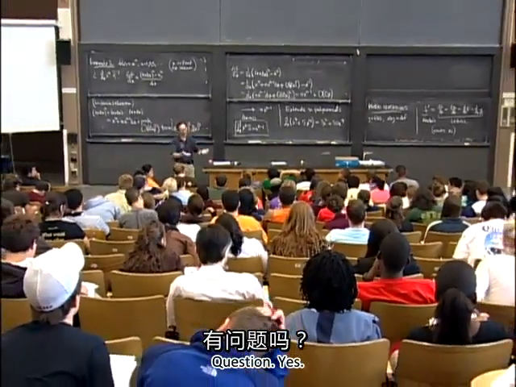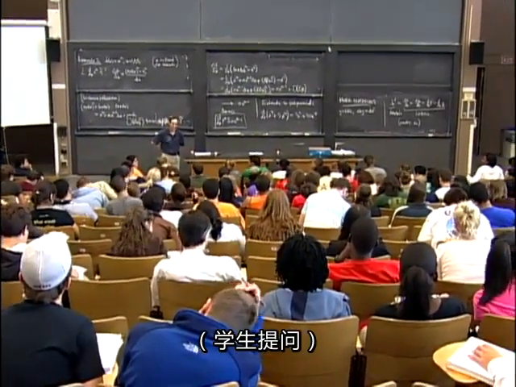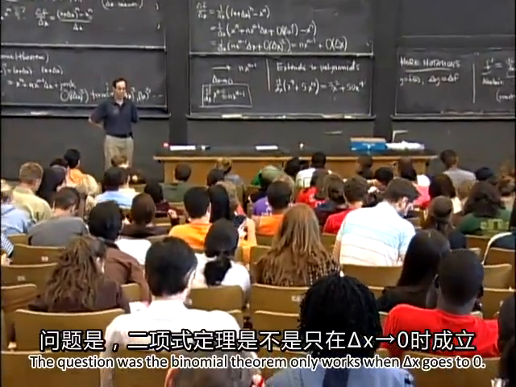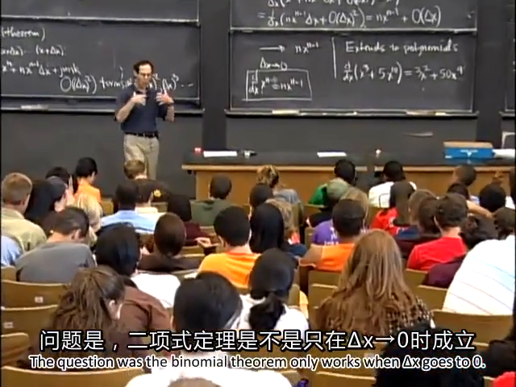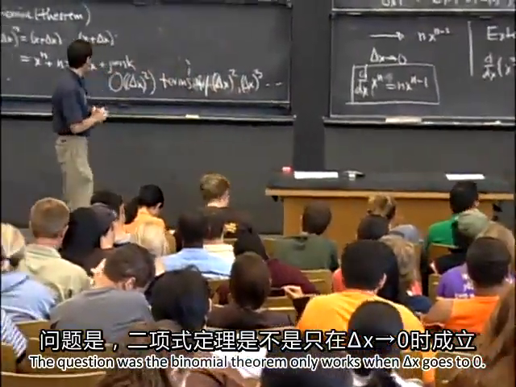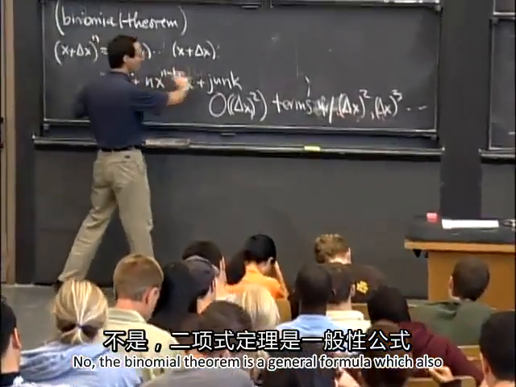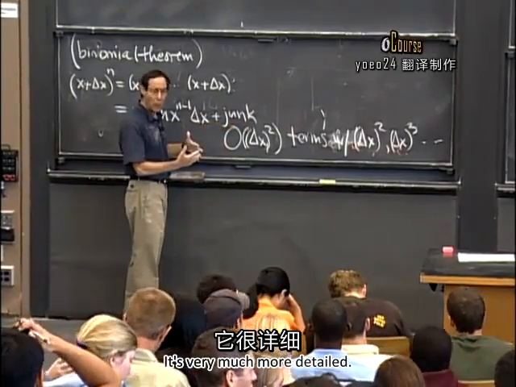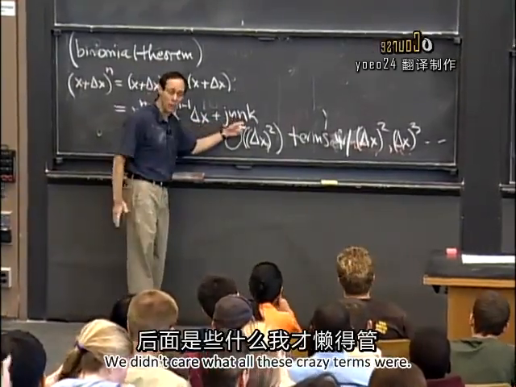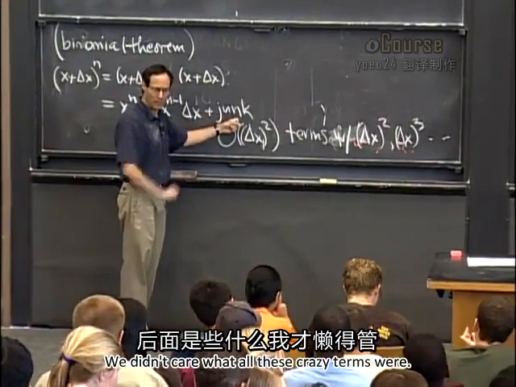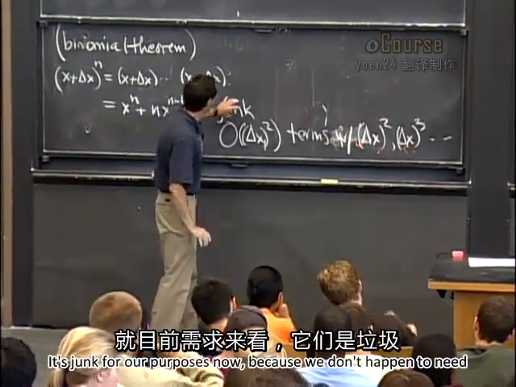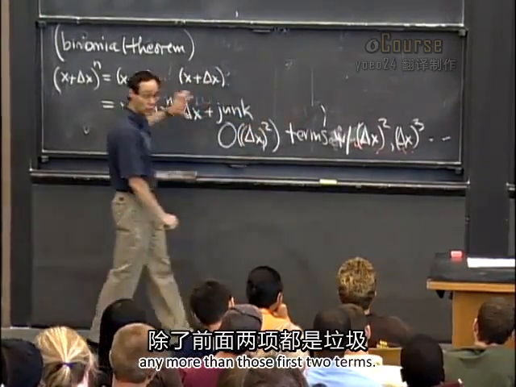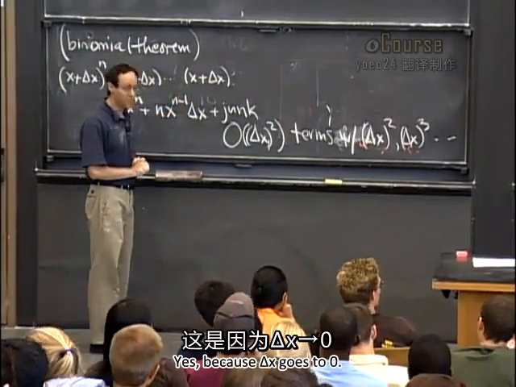Question? Yes? The binomial theorem only works when delta x goes to 0. The question was, the binomial theorem only works when delta x goes to 0. No, the binomial theorem is a general formula which also specifies exactly what the junk is. It's very much more detailed. But we only needed this part. We didn't care what all these crazy terms were. It's junk for our purposes now because we don't happen to need any more than those first two terms. Yes, because the delta x goes to 0.